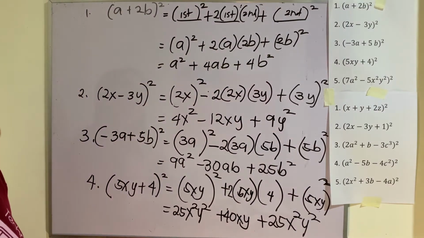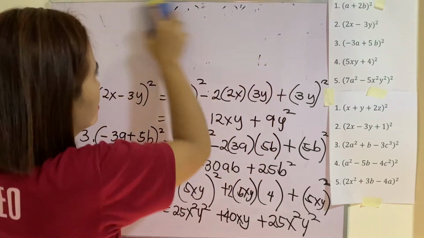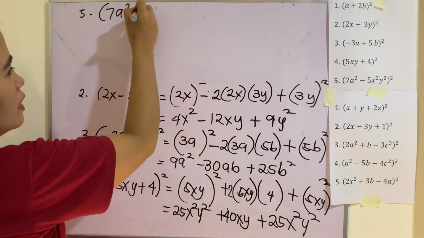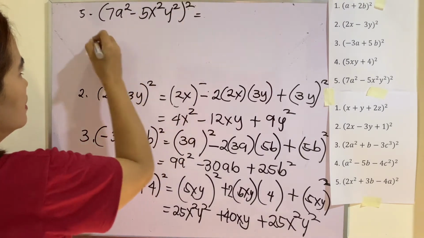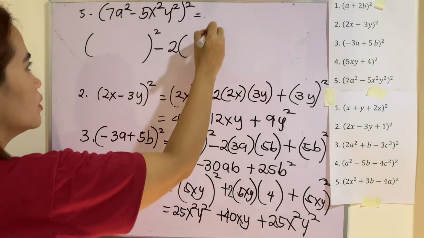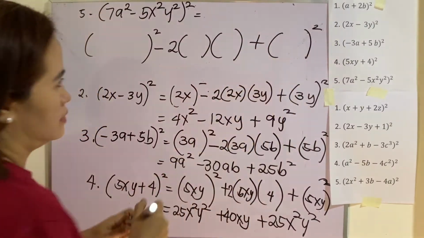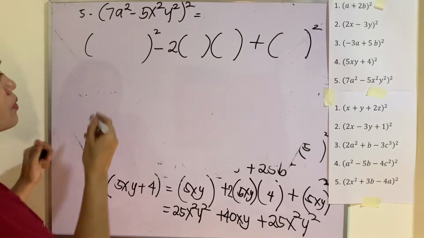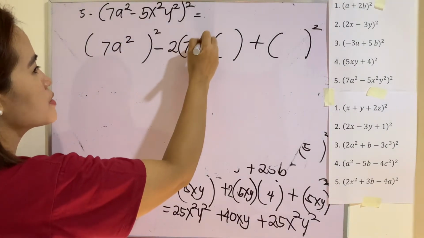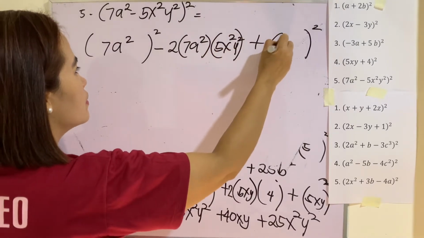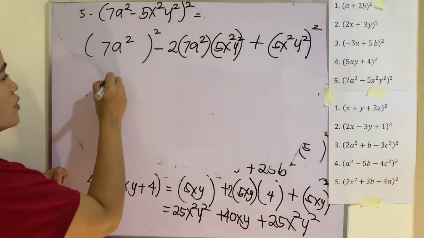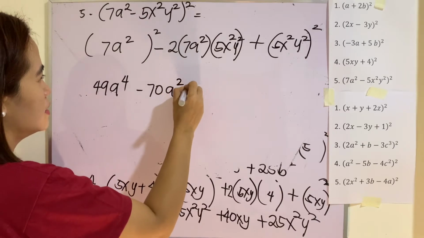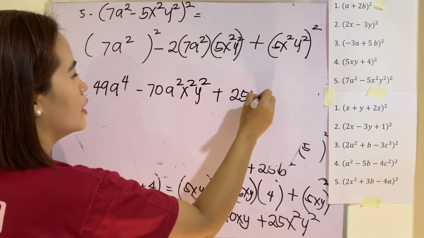Okay. For number 5, let's do number 5. So that one is minus again. So we have (7a squared minus 5x squared y squared) squared. So we have the first squared, minus 2 first, second, plus the second squared. So this one is equal to 7a squared, 7a squared, 5x squared y squared, 5x squared y squared. So 7 times 7 is 49, a raised to 4. This one is 5 times 7 is 35 times 2, it's 70 a squared x squared y squared, plus 25 x raised to 4 y raised to 4.